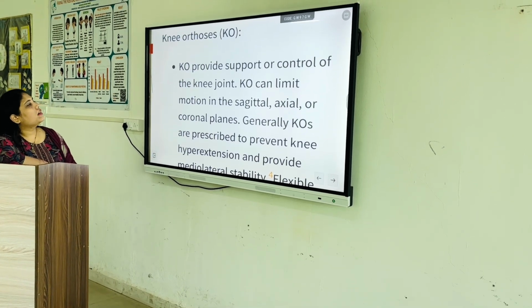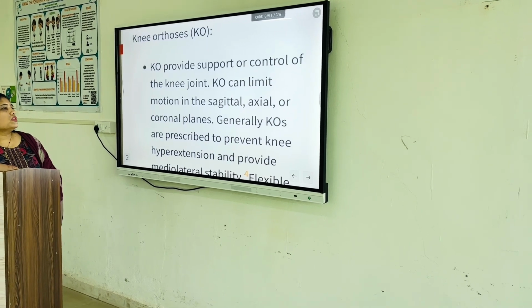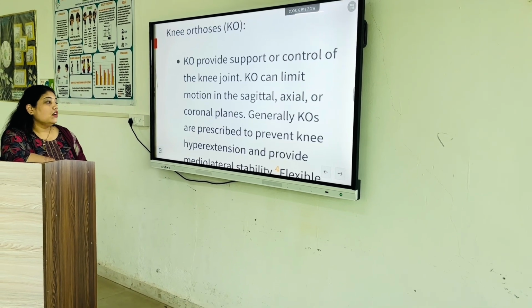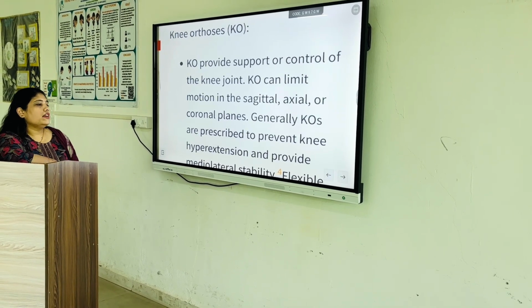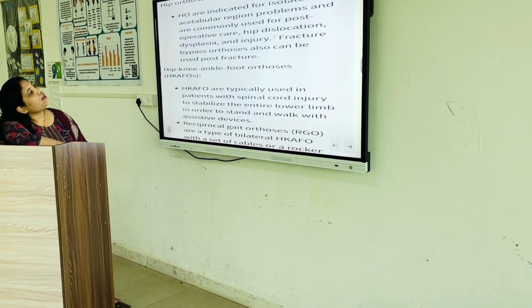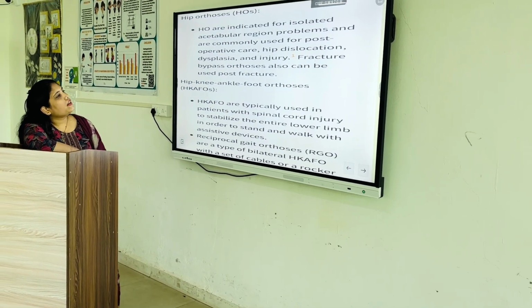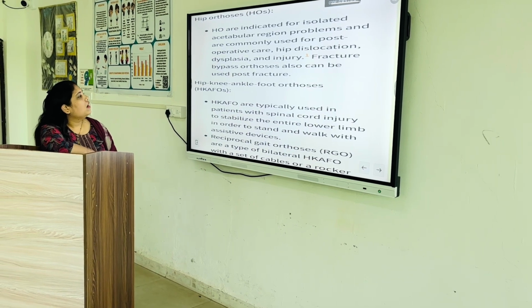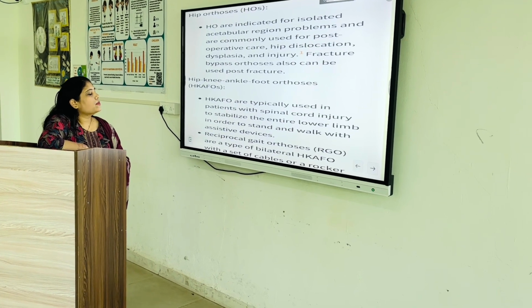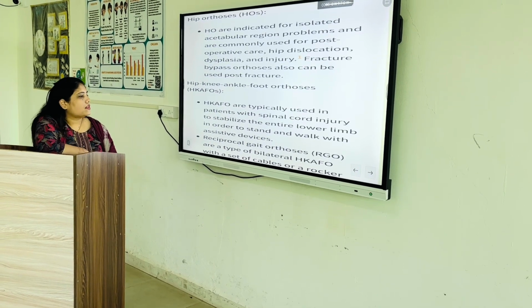Knee orthosis provides support or control of the knee joint. Knee orthosis can limit motion in the sagittal, axial or coronal planes. Generally, knee orthoses are prescribed to prevent knee hyperextension and provide medial lateral stability. Hip orthoses are indicated for acetabular problems and are commonly used for post-operative care, hip dislocation, dysplasia and injury. HKAFOs are typically used in patients with spinal cord injury to stabilize the entire lower limb in order to stand and walk with assistive devices.